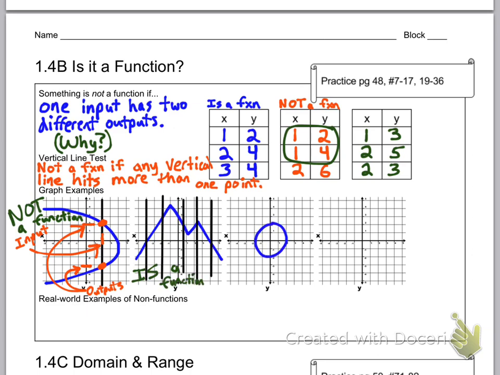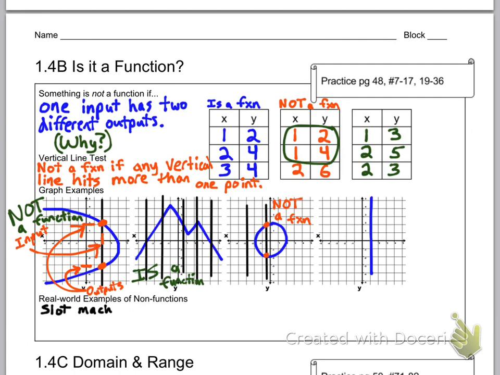All right, circles. We try one over here. It doesn't hit more than 1 point over there, but I need to try more. And sure enough, the next vertical line I draw hits 2 points. So this is not a function. It does not pass the vertical line test. All right, I'm going to leave you with a little bit of a tricky one. It is itself a vertical line. I want you to answer whether or not that is a function or not.